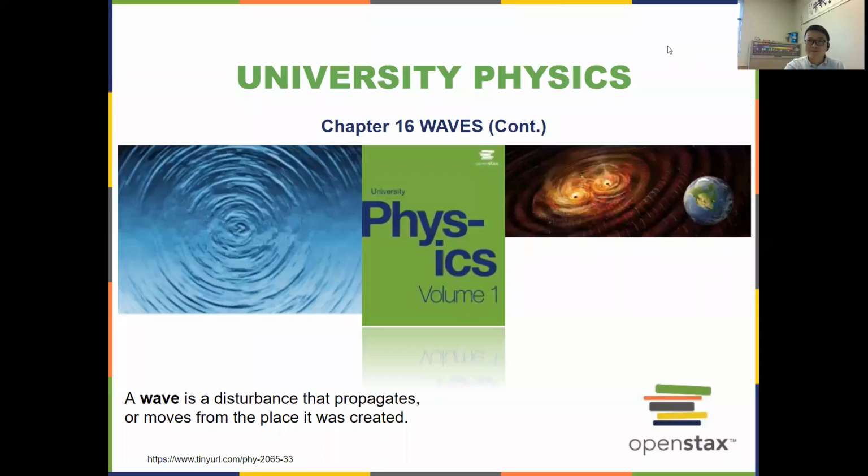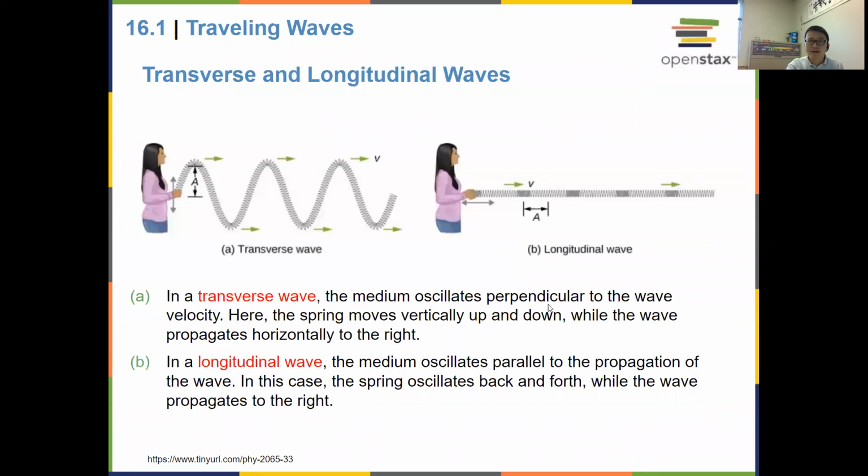Hi, welcome back. So today we'll still be looking into chapter 16 on waves. Last time we introduced the concept of a wave, which is a disturbance that propagates, moving from the place where it was created. Water waves, gravitational waves, and electromagnetic waves are all waves. The focus of this chapter will be on mechanical waves.